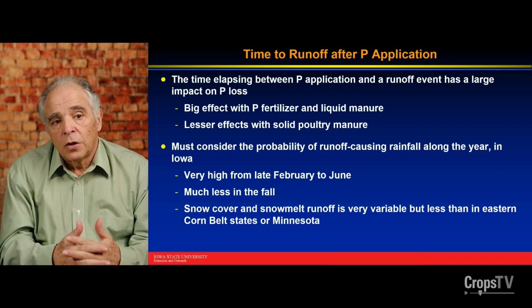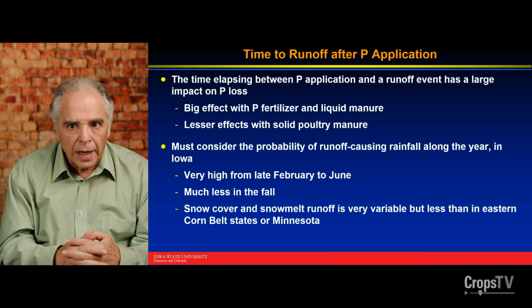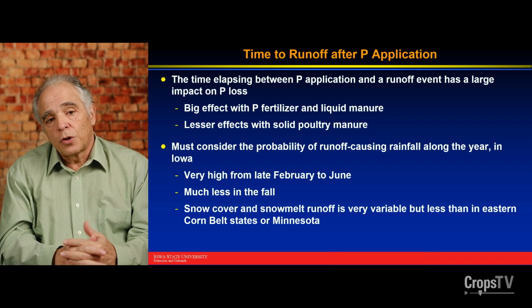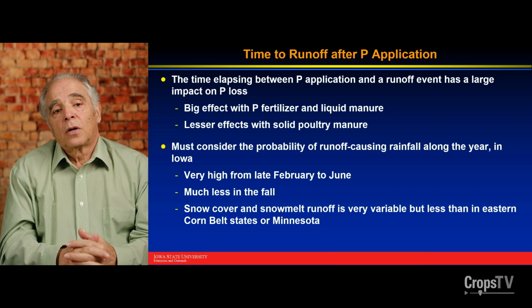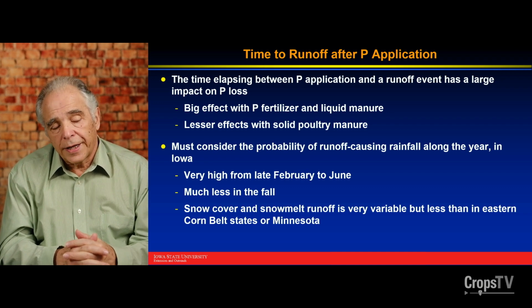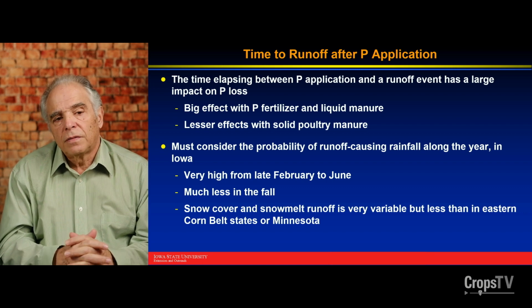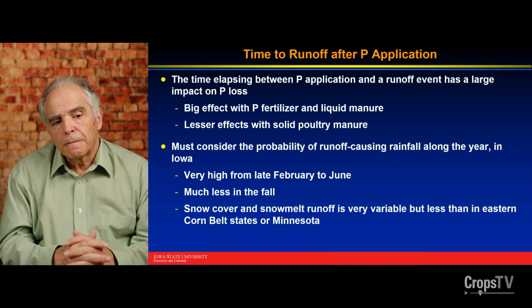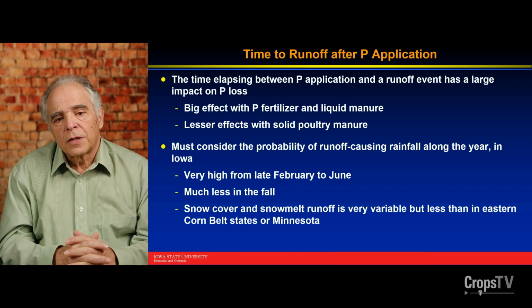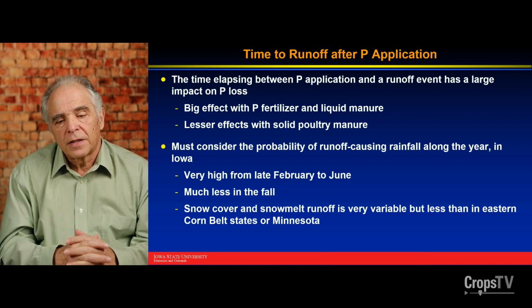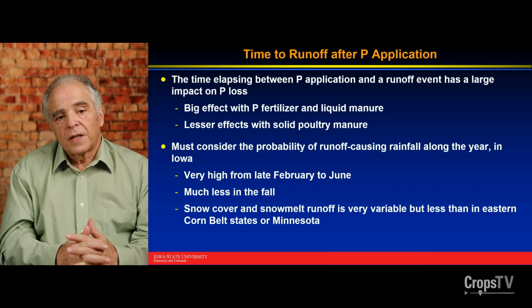In Iowa, normally, what our climate used to be at least, this is very high from late February to June, either snow melt or high-intensity rainfall in the spring, and much less in the fall. You see, seldom is there runoff in the fall. And another thing to consider is that the snow cover and snow melt runoff is very variable in Iowa, but it's much less than in eastern Corn Belt states or Minnesota.